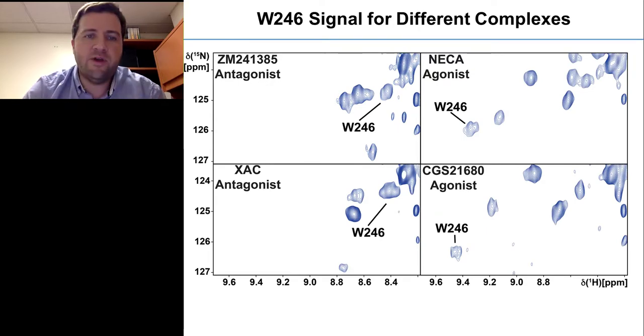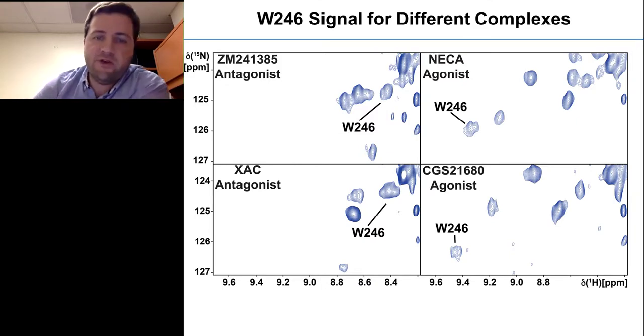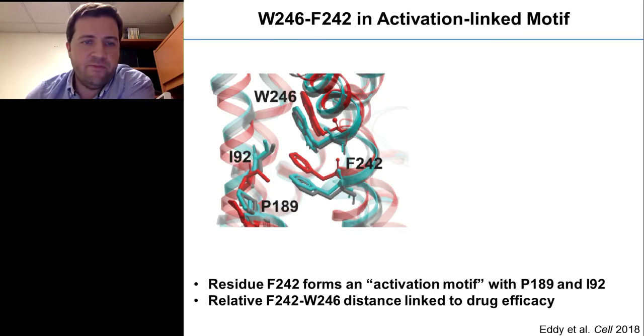We can also see that we observe similar changes when we compare other complexes. Again, the top two panels are between the antagonist ZM and agonist NECA. The bottom, again, is for the antagonist XAC, which has a different scaffold, and agonist CGS21680. So structurally, the origins of this large change that we see are due to the nearby phenylalanine ring 242 and its position relative to the toggle switch tryptophan 246.